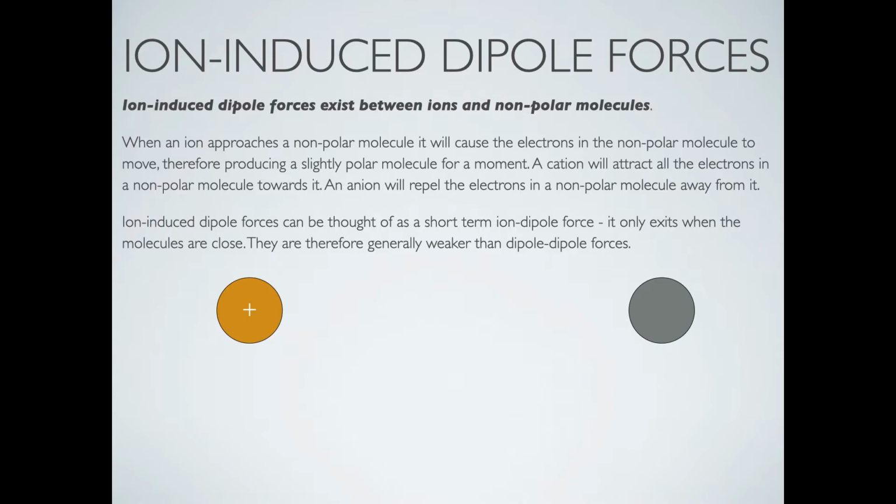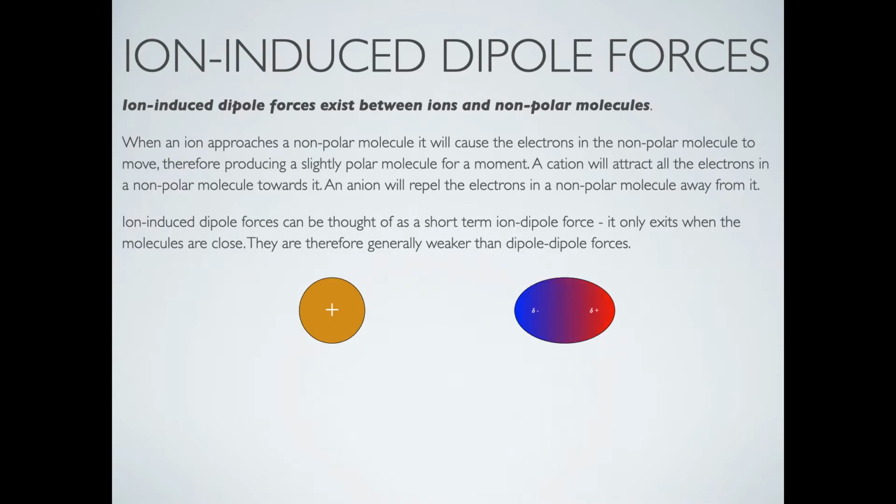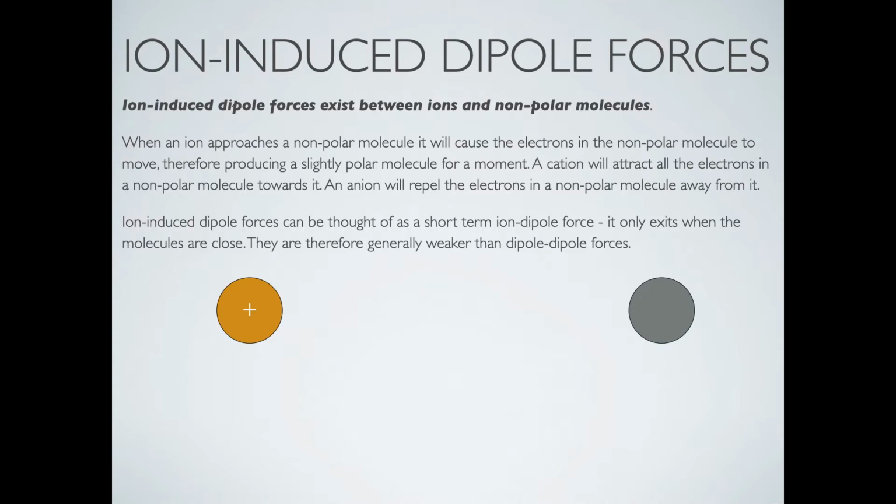Okay, we've got an ion on the left and a non-polar molecule on the right. When an ion approaches it, it will cause the electrons in the non-polar molecule to move, producing a polar molecule from a non-polar molecule. So here I've got a cation, a positive charge, that's going to move near this non-polar molecule. Because it's positive, it's going to drag the electrons over to the side with the positive. And so the side further away from the positive is going to be the partial positive in there.